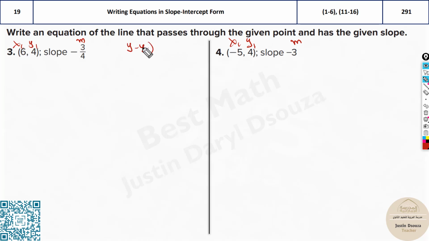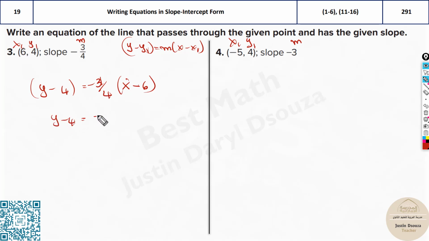It is y minus y1 equals m of x minus x1. I'll write it directly over here. It'll be y minus 4 equals negative 3 by 4 into x minus 6. Now this is y minus 4 equals negative 3/4 x minus... Now this minus and minus will become plus. You can do 3 times 6 is 18 divided by 4.